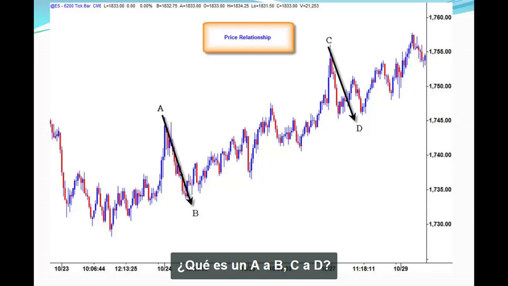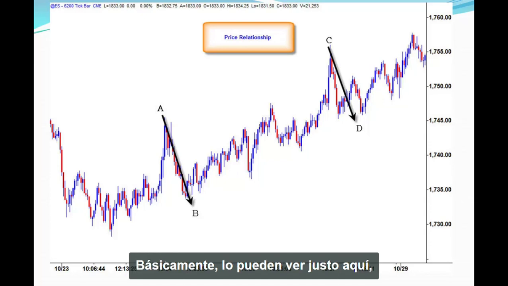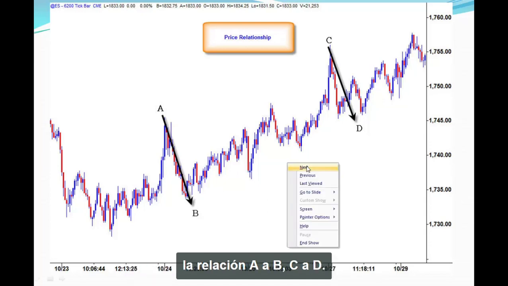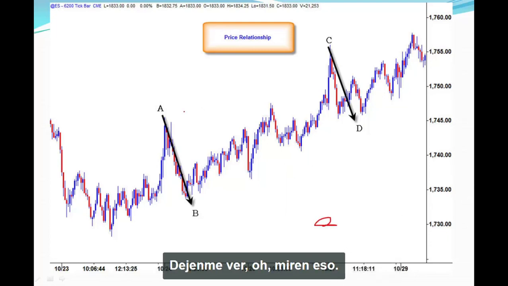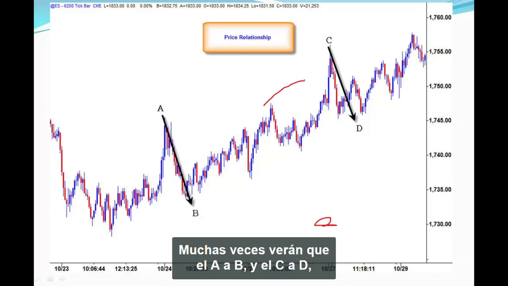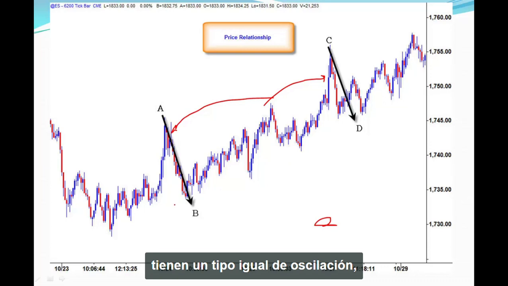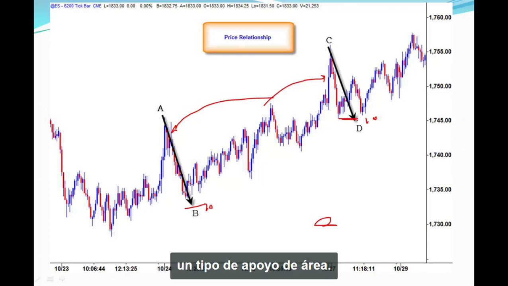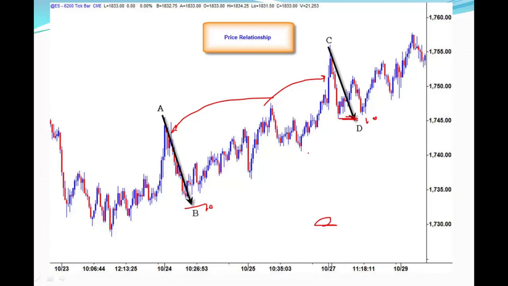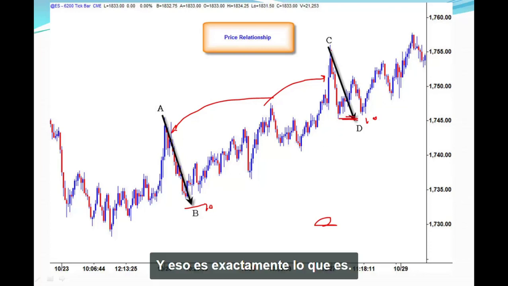What is an A to B, C to D? Basically, you could see right here the A to B, C to D relationship, and this is going to hold true for what stuff we're doing today. Many times you'll see the A to B and the C to D have an equal type of swing. So when the market goes 10 points here and retraces 10 points, a lot of times you'll find a support type of area. And that's exactly what that is.